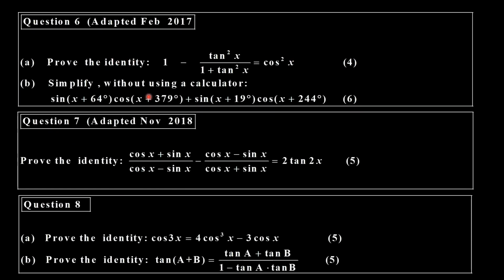There's proving an identity, a simplification, proving an identity, and here's something similar in number 8, where we have cos of 3x, and you must write it in terms of cos of x. And then here we have another identity: prove that tan of a plus b is tan a plus tan b over 1 minus tan a times tan b.